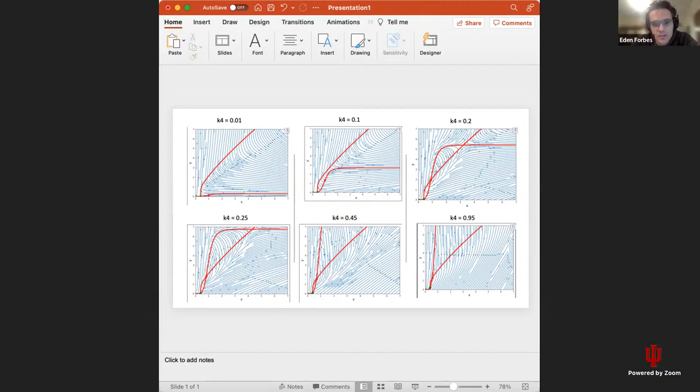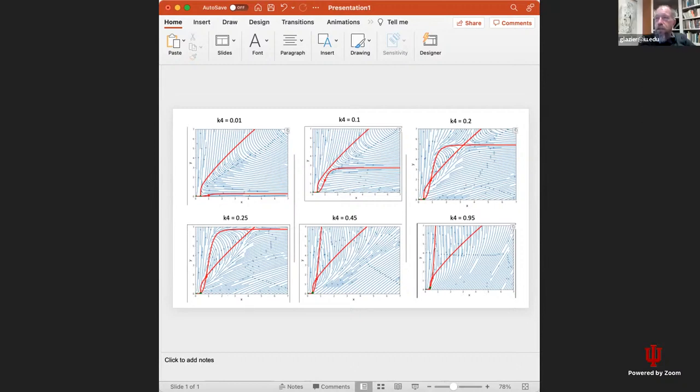But I think it's pretty clear here in the flow, you can see how the oscillation is created as you turn K4 up. So the first two plots show no oscillations. It's only two fixed points, which you can't see one of. And then those nullclines approach each other somewhere between 0.1 and 0.2. They collide and there's a bifurcation. And then from there, it's just the specifics of the values of the fixed points that changes.